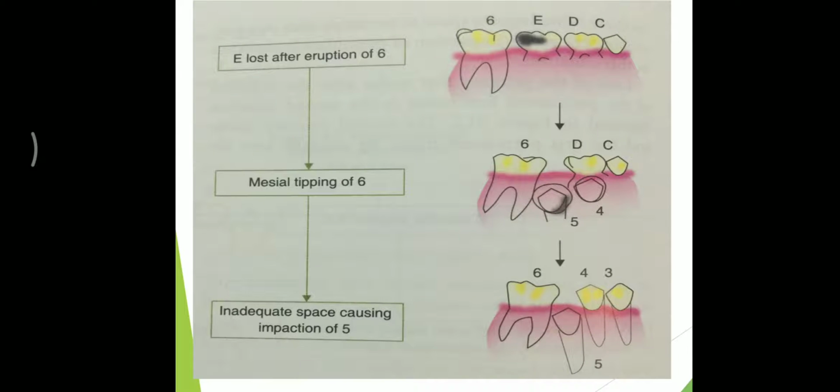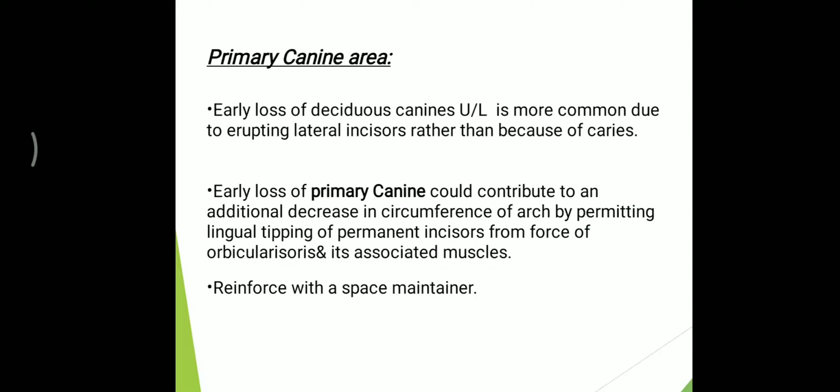And here, if E is lost after the eruption of 6, there would be a mesial tipping of the 6 and inadequate space, causing the impaction of the 5. And now let's see about the primary canine area.